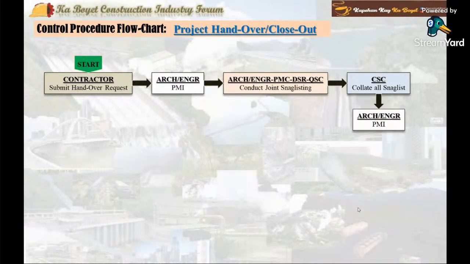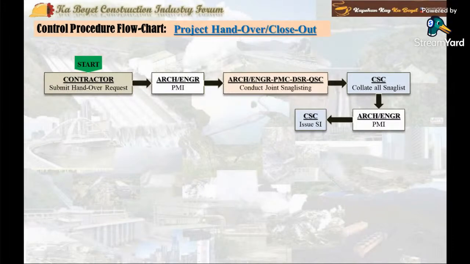Then the project architect engineer issues a formal PMI attaching the joint project snag list to the contractor through the consultant so they can correct or rectify or modify to close all the items listed in the joint project snag list. The output document is a PMI attached with the signed joint project snag list.